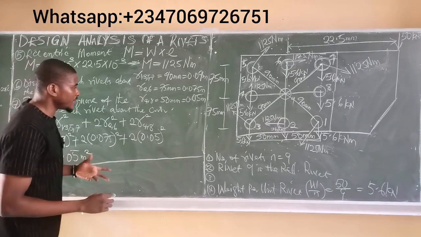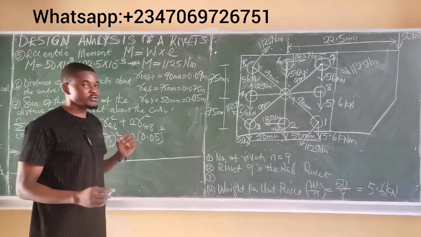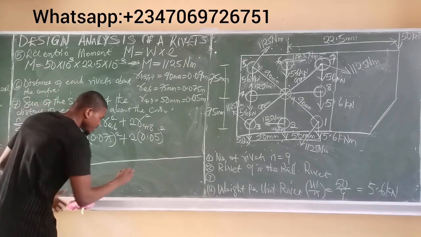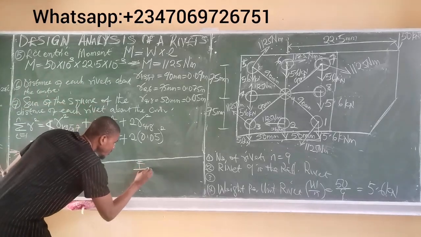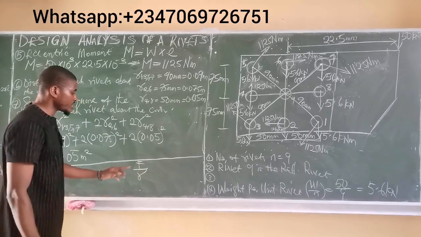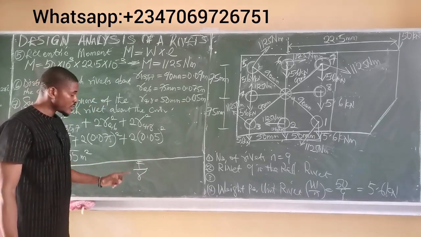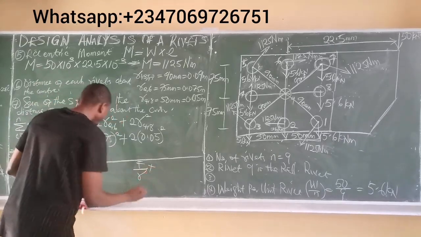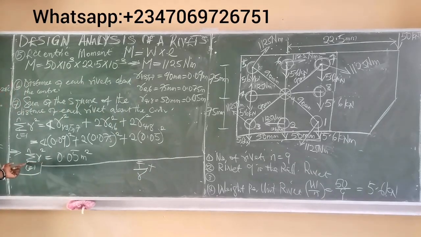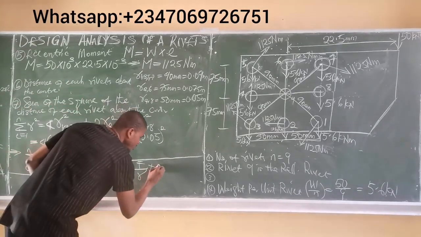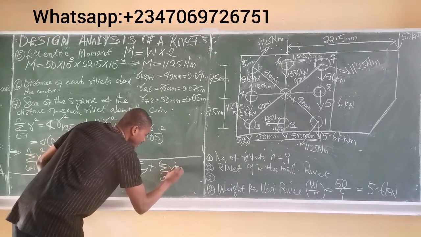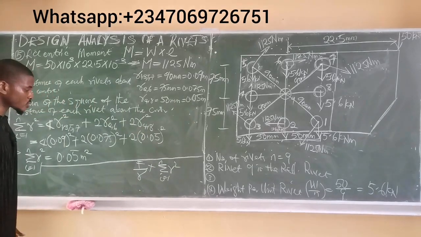Now, to find the moment of each of these rivets, you simply make use of a very simple equation. The equation is this: force all over distance. Now, this is the force for any of the rivets all over the distance of that same rivet, multiplied by the sum of the total distance of each of the rivets, which is the summation from i equals 1 to n of r squared. Now, why is it so?